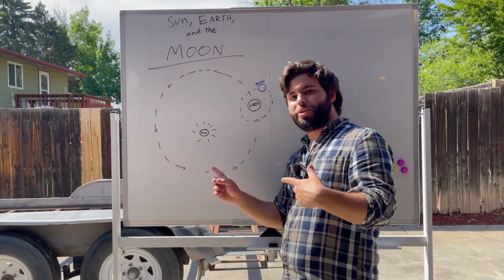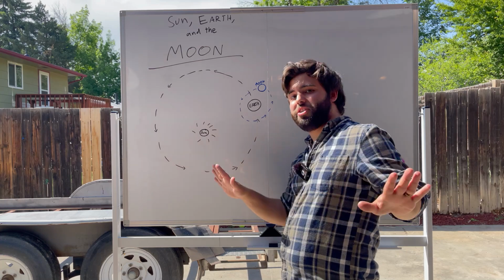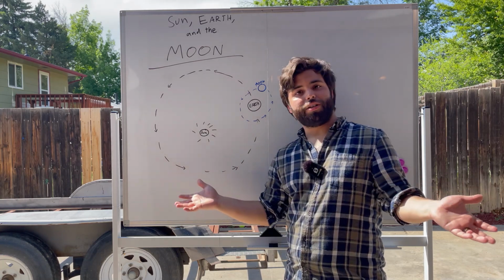In order to figure out what the dark side of the moon actually is, we need to first learn about the relationship between the Earth, Moon, and Sun. First thing to keep in mind about this is that this diagram is definitely not to scale. This is purely just to get a general idea of the situation.